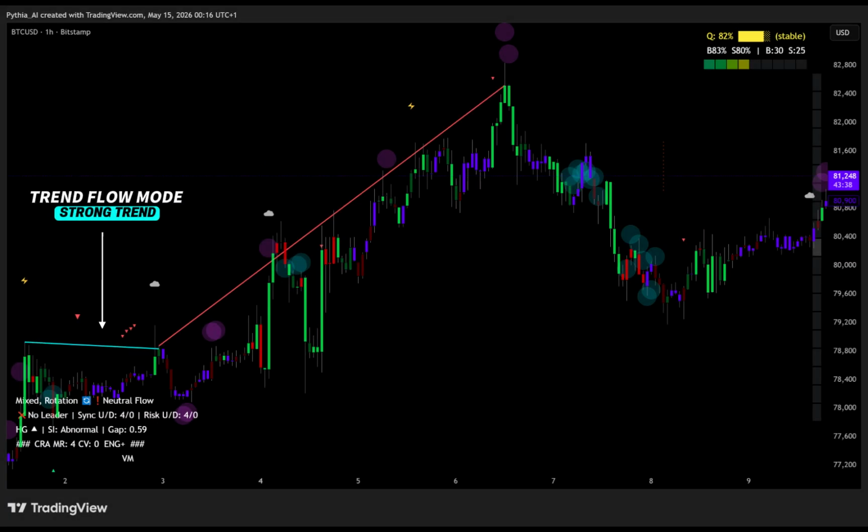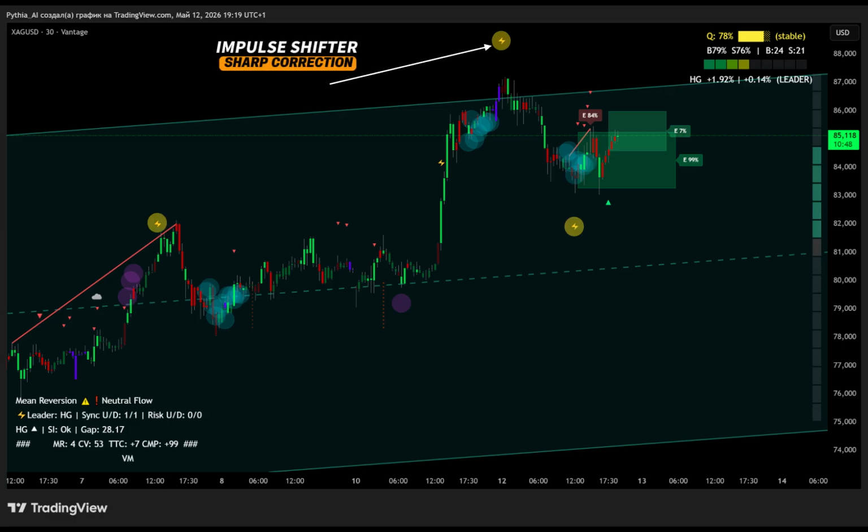Trend flow mode, a blue energy line. A relatively rare but important signal indicating that a strong, directional flow may currently dominate the instrument, reducing the reliability of counter-trend signals. Impulse shifter. A strong signal associated with short-term corrections or temporary shifts in momentum. The average duration is approximately 6 bars.